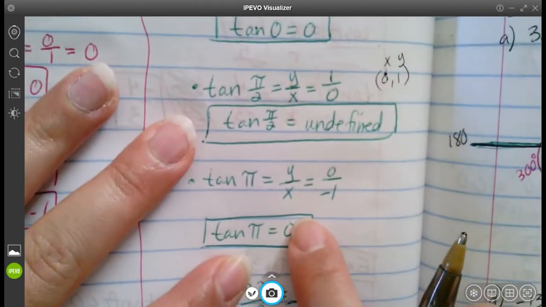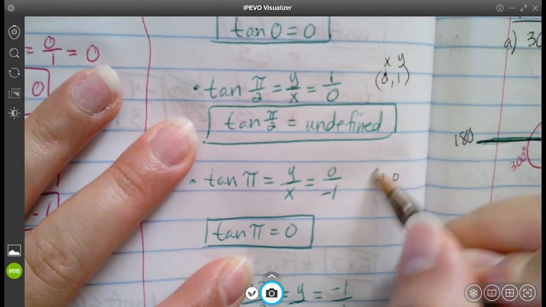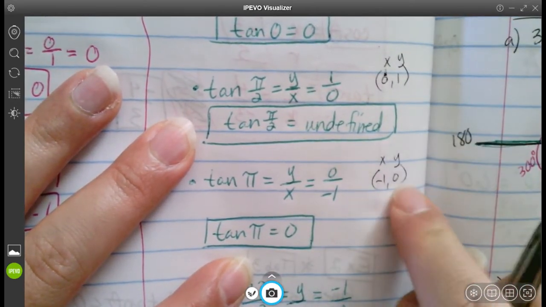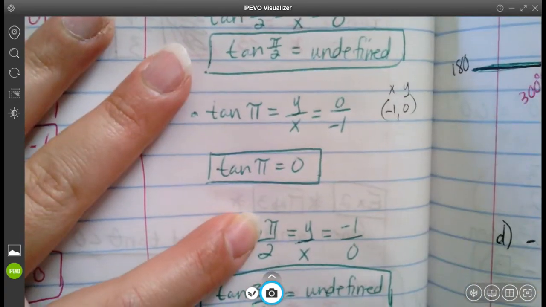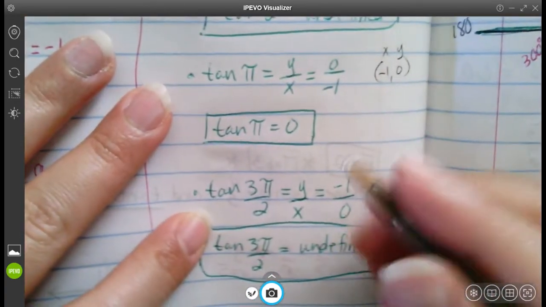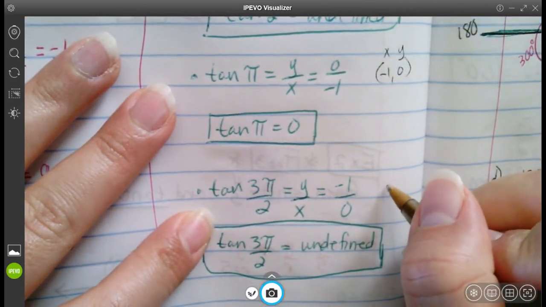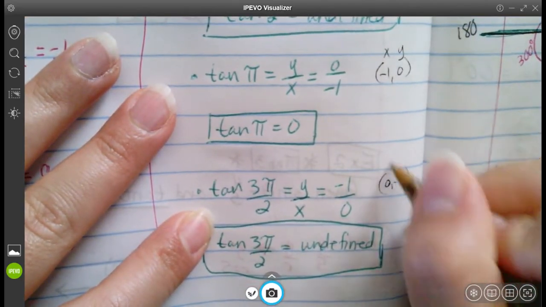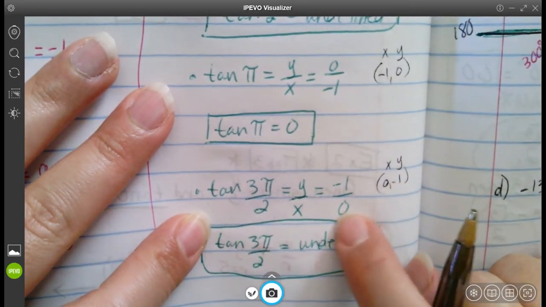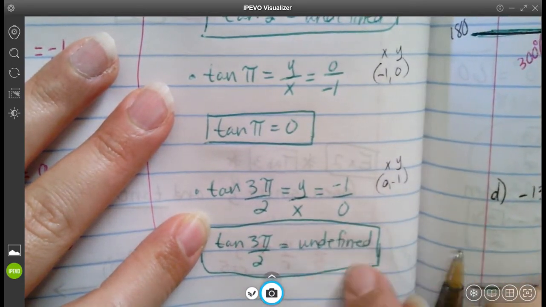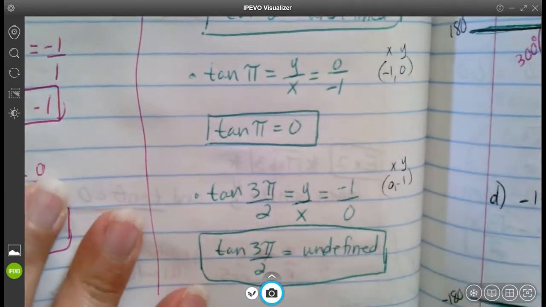Okay. Tangent of pi is (negative 1, 0), so x, y. 0 divided by negative 1 is 0. And last but not least, we have tangent of 3 pi halves, which is (0, negative 1), x, y. Negative 1 divided by 0. Again, we cannot divide by 0, so this is also undefined.